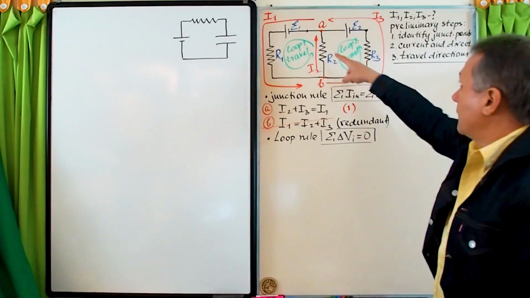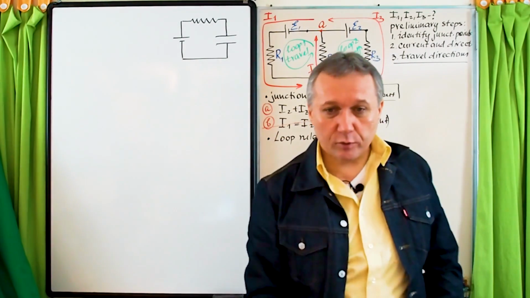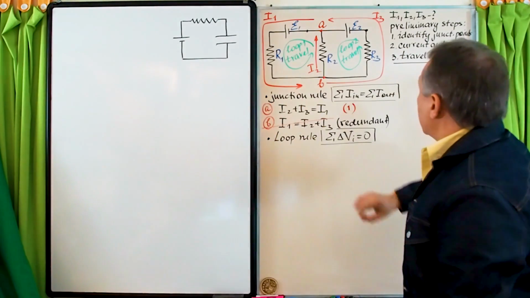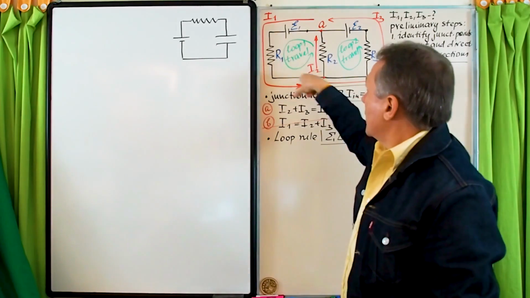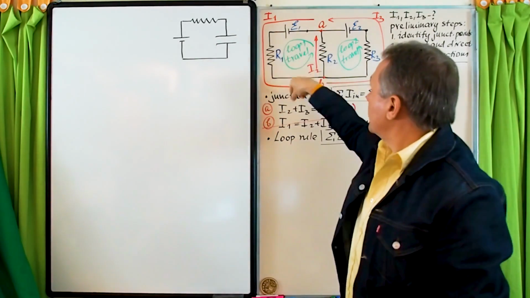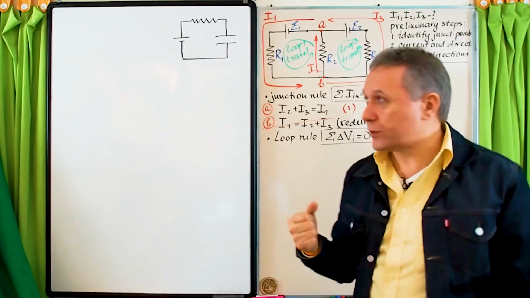We've made a few preliminary steps before we started writing down the equation. So first, we identified junction points, because every time we're dancing around those points, A and B. Then we introduced currents, because between junction points, a current is the same, right? In this branch, and that branch. So 3 currents we introduced, right?